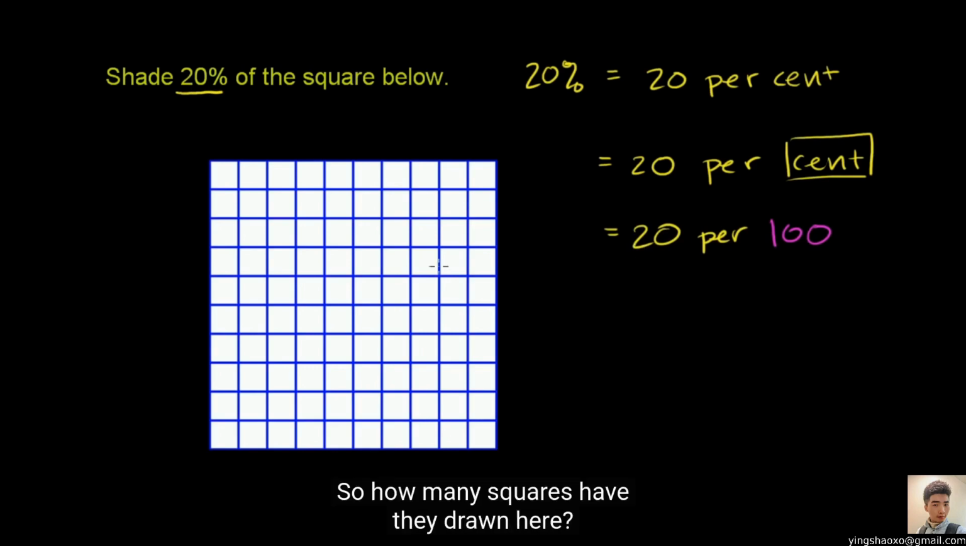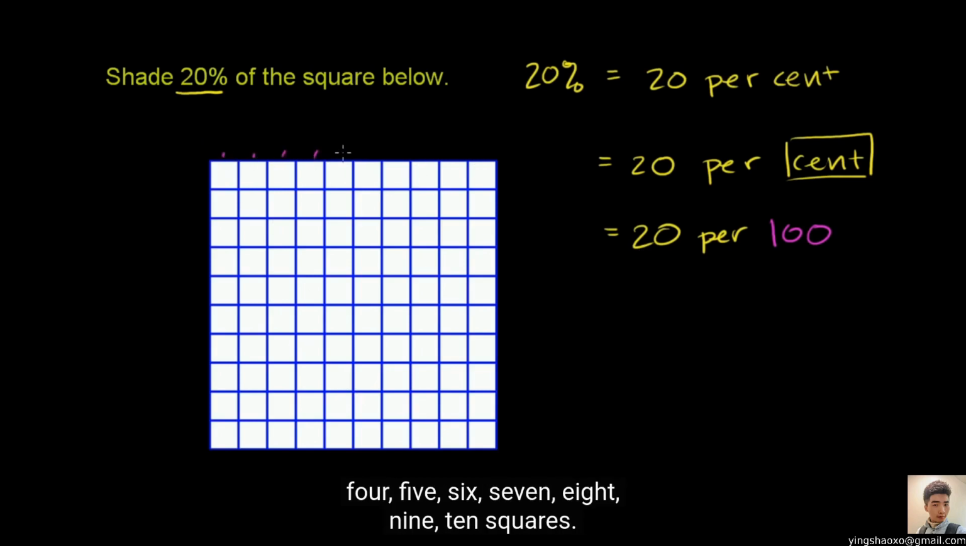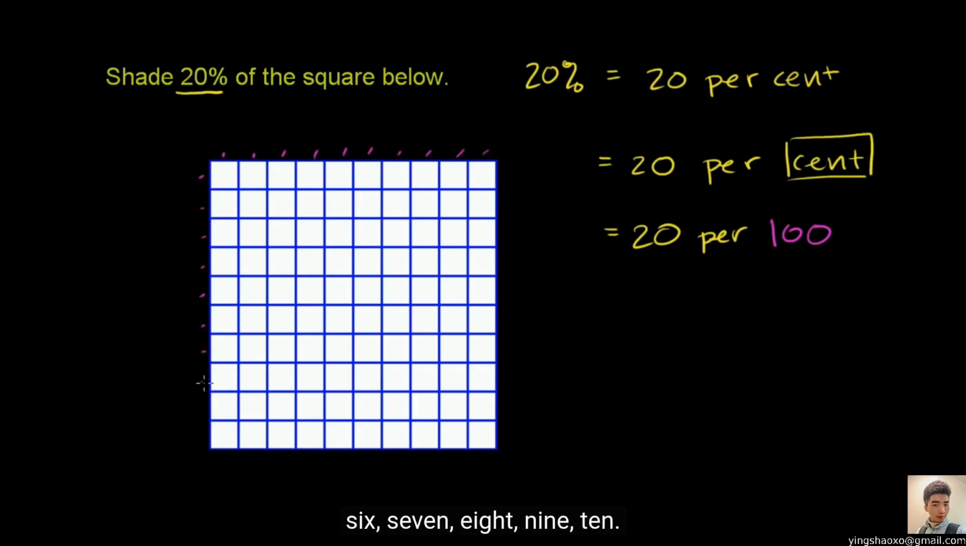20 per 100. So how many squares have they drawn here? So we go horizontally right here. We have 1, 2, 3, 4, 5, 6, 7, 8, 9, 10 squares. If we go vertically, we have 1, 2, 3, 4, 5, 6, 7, 8, 9, 10. So this is a 10 by 10 square. So it has 100 squares here.